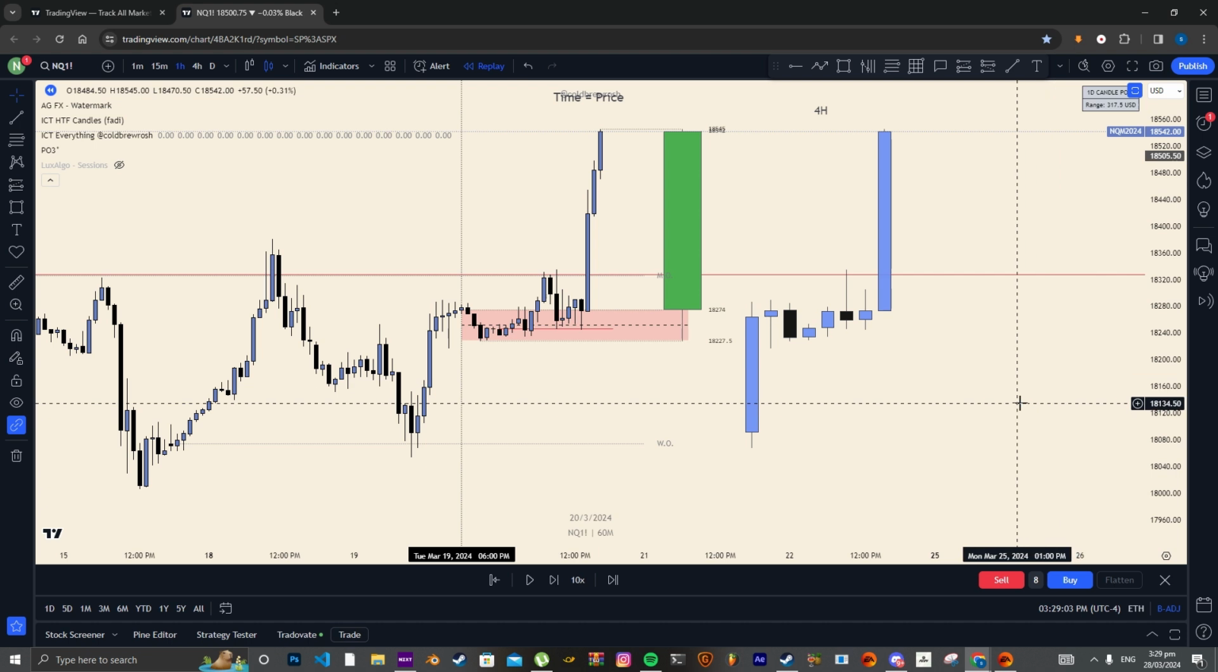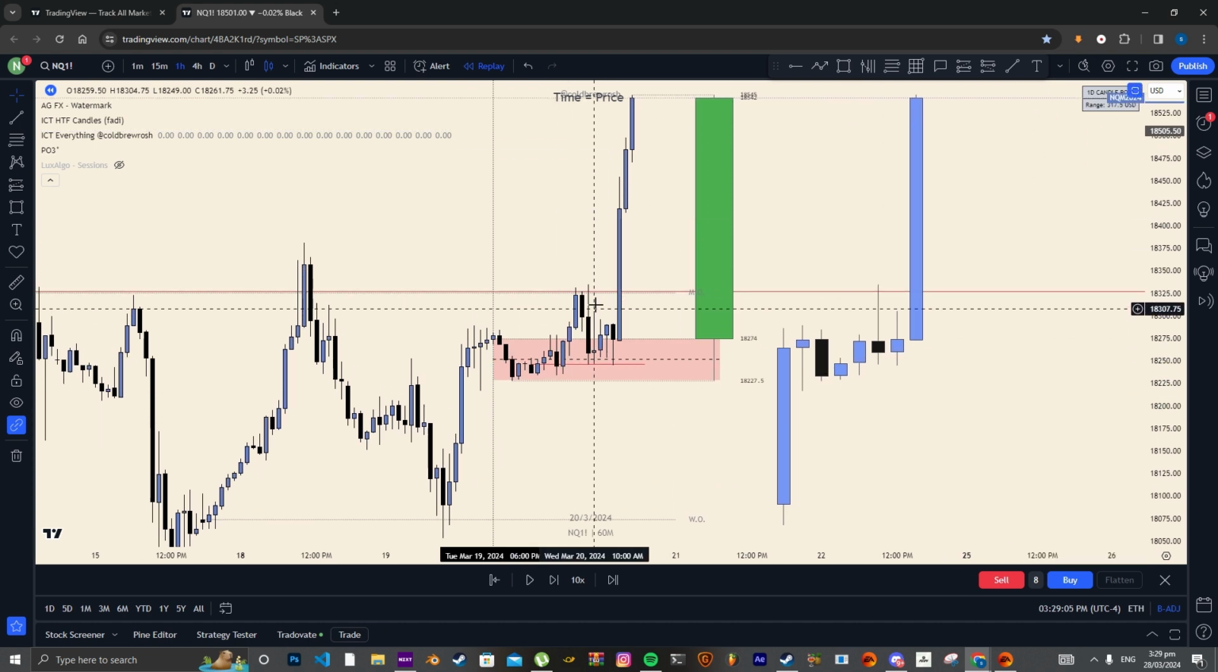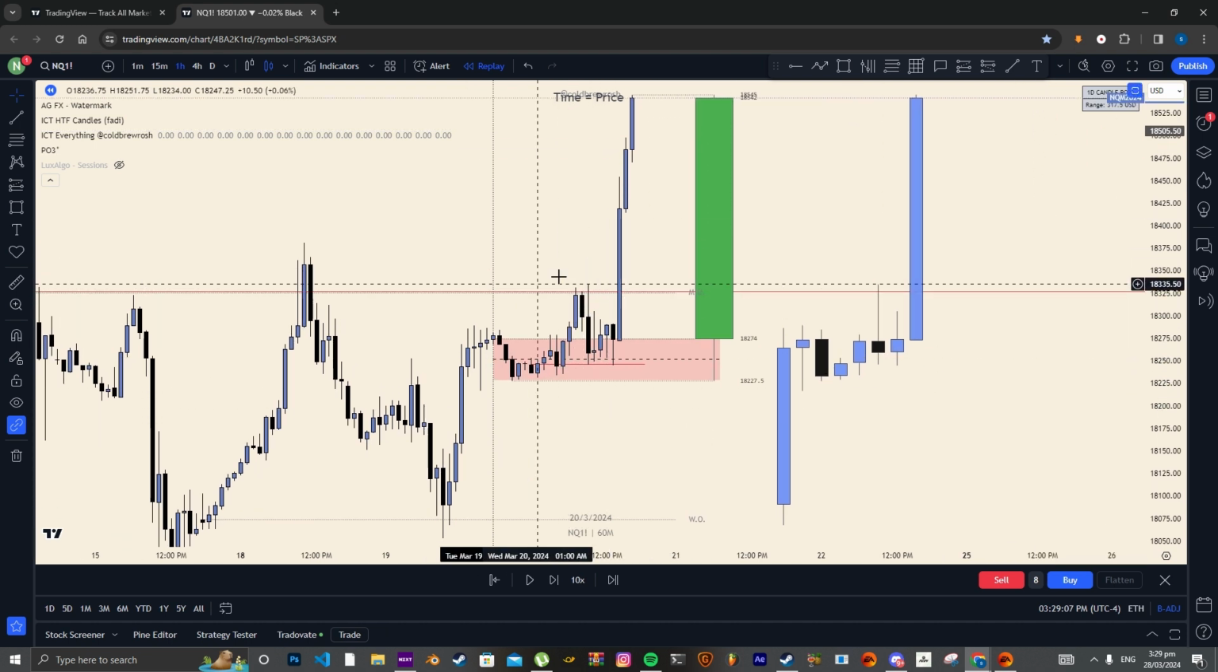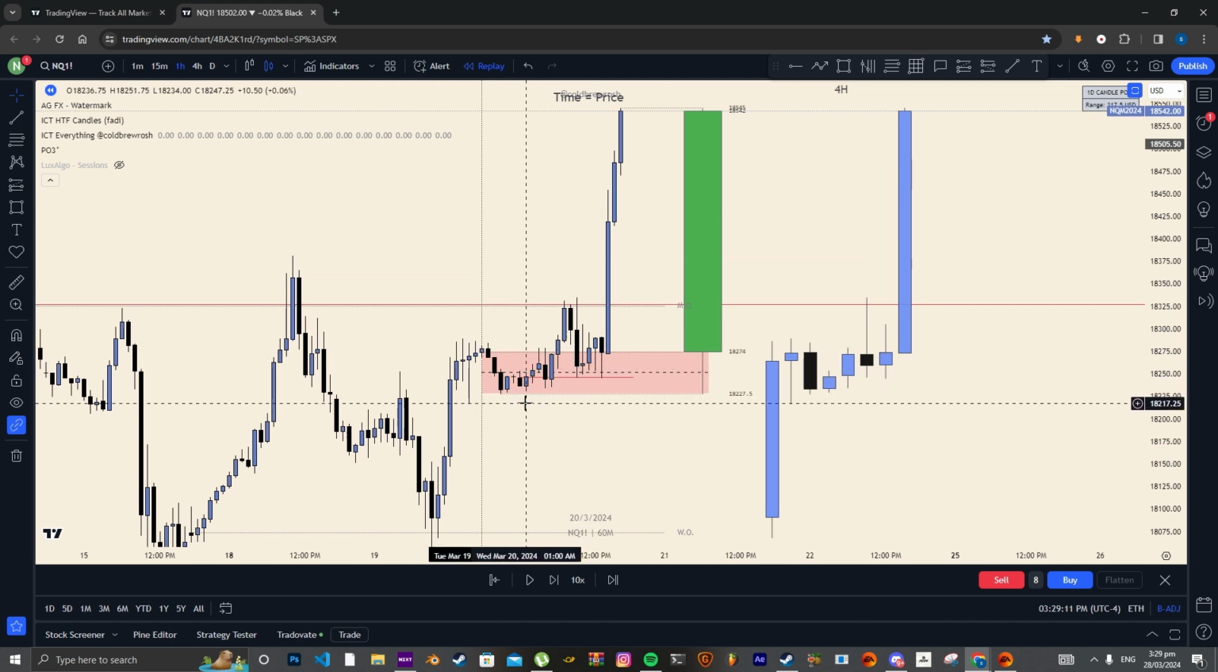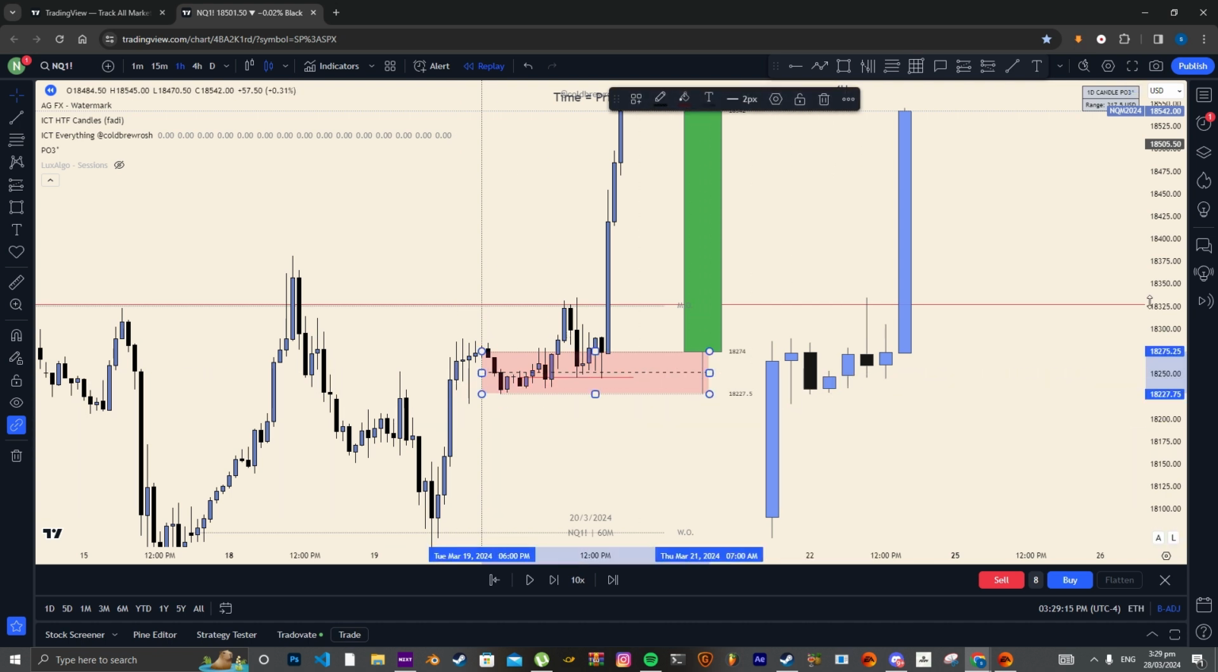And that's essentially what I like to see for a classic expansion, is if we know that London profile is going to sort of manipulate, and we also have a late New York profile, then we are going to look for our buys below the midnight open and below the 6 p.m. open. And that is your daily.